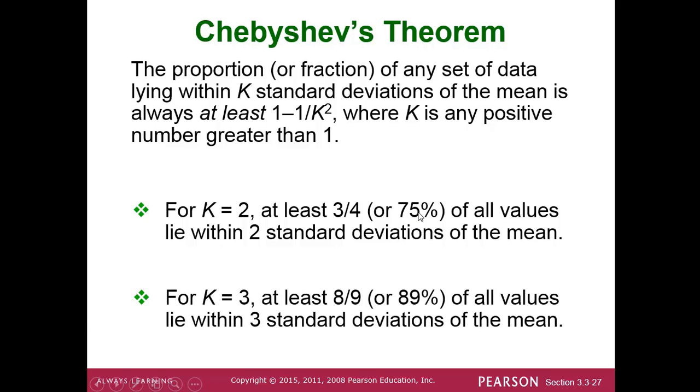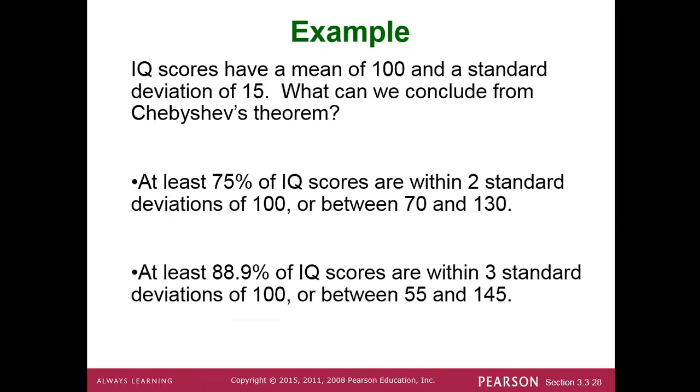Chebyshev's theorem is an alternate theorem for when we would have a set of data that is not normally distributed. If IQ scores have a mean of 100 and a standard deviation of 15, what could you conclude from Chebyshev's theorem? Well, about 75% of your scores would be within 2 standard deviations of 100, being between 70 and 130. However, if that data set was normally distributed, you would have 95% of your IQ scores between 70 and 130.